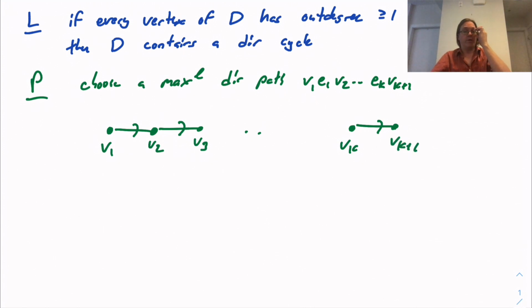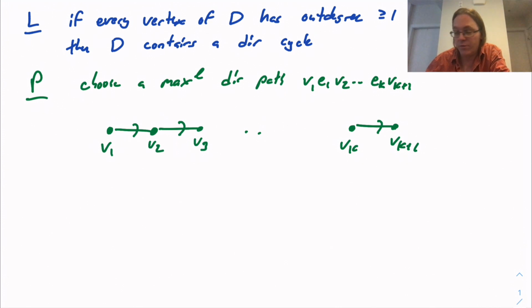Okay, so there's my maximal directed path. Now, again, the main thing you know about a maximal directed path, the only thing you know, is that you can't make it longer. So what does that mean?